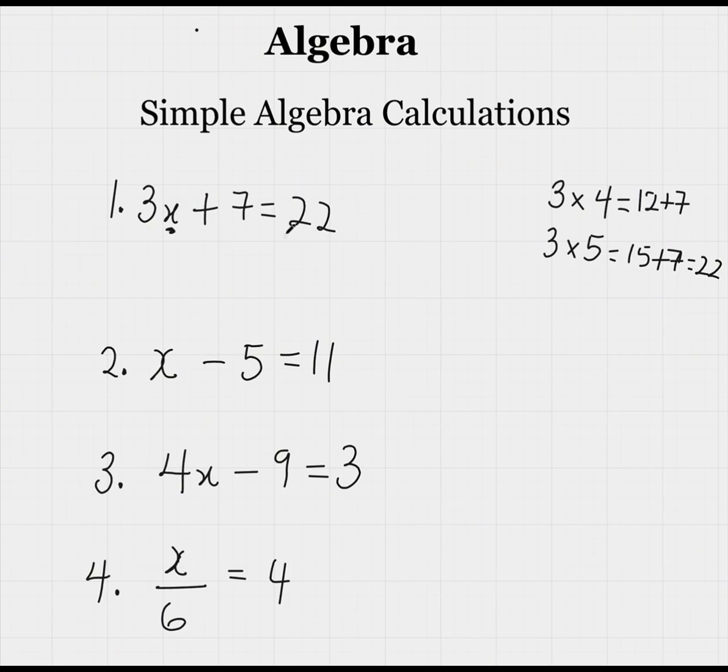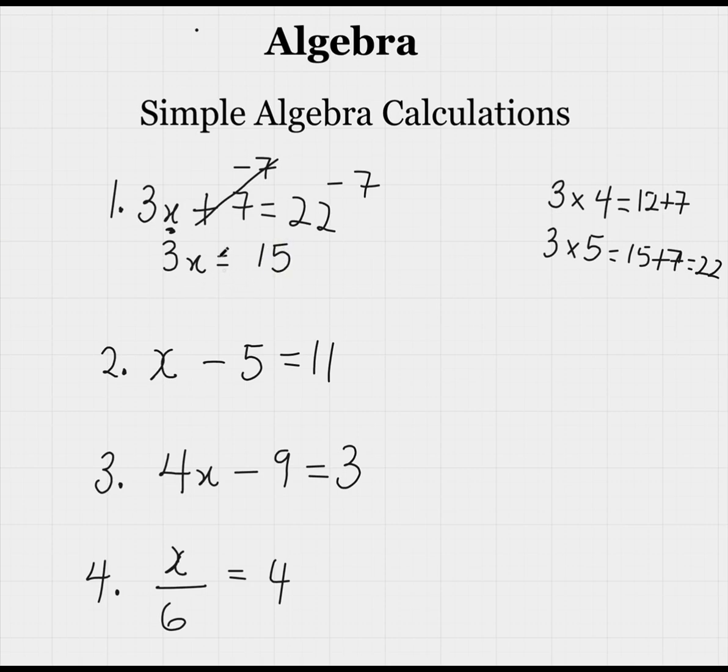Another way you can do this is, because we have plus 7 here, just take the opposite of the number. So opposite of plus 7 is minus 7. So you minus 7 to the first side, and then you minus 7 to the second side of the equation. Whatever you do to the left side, you're going to have to do the same thing to the right side. And so this will get rid of the 7 here. And now we have 3x is equal to 22 minus 7, which gives you 15. And so this becomes easy.